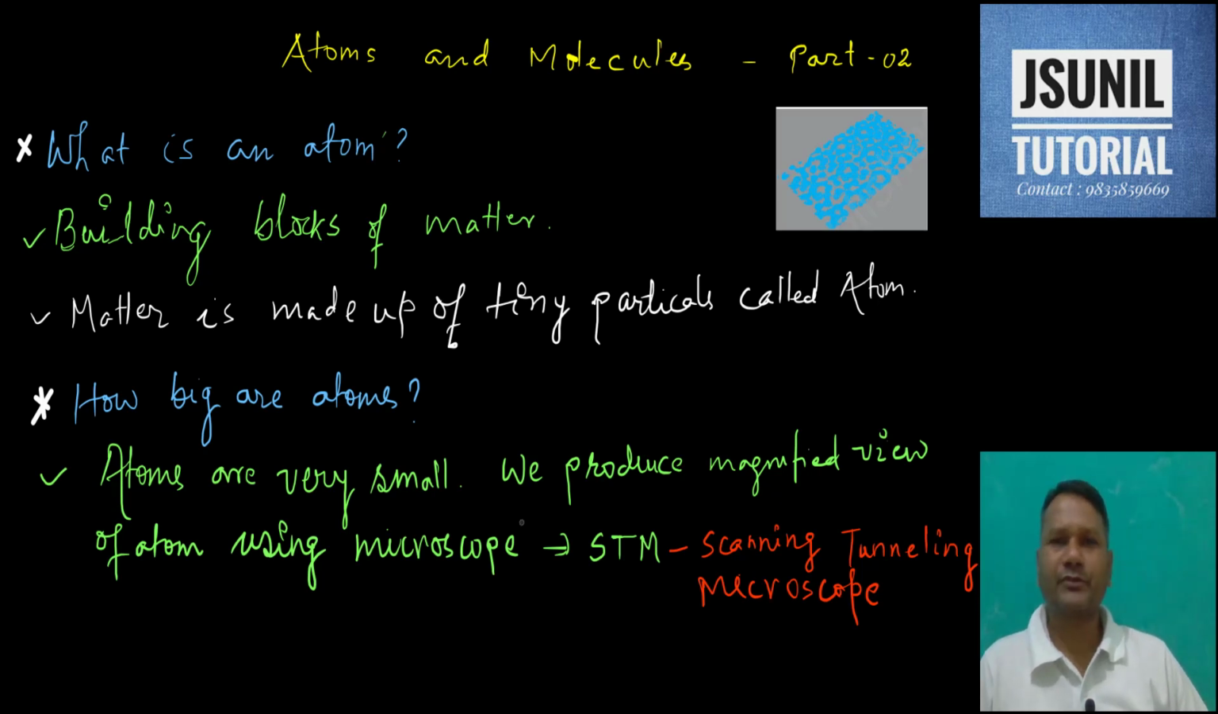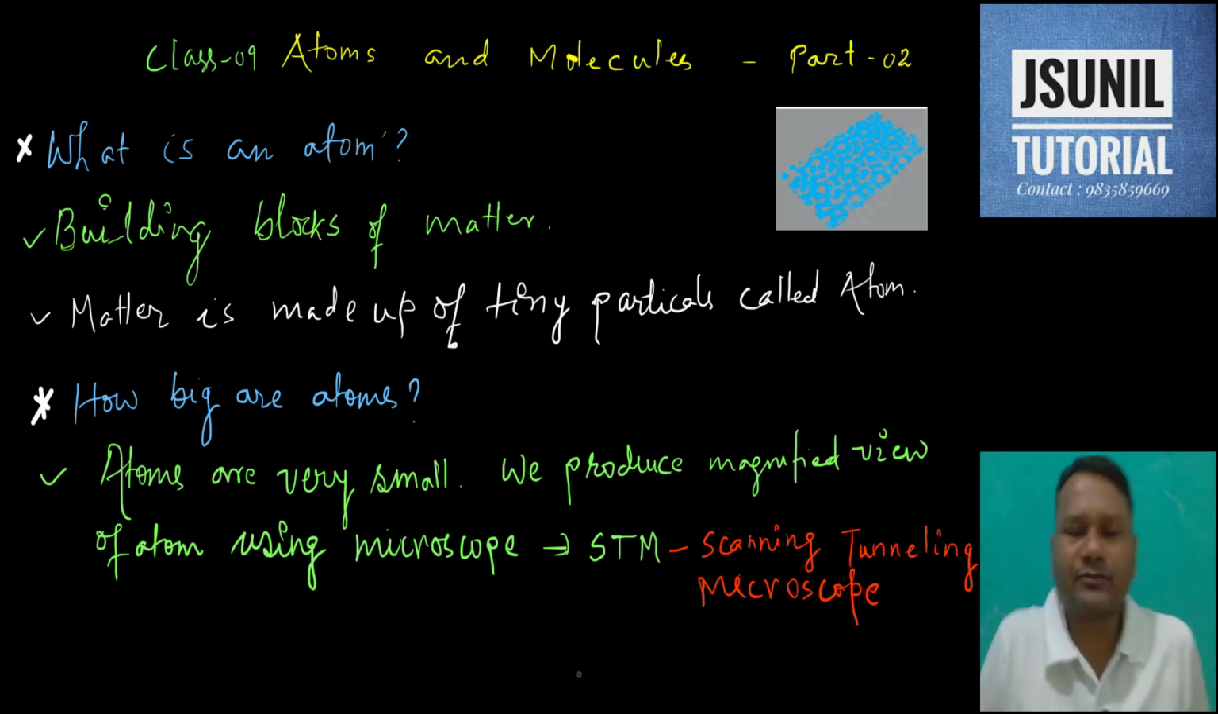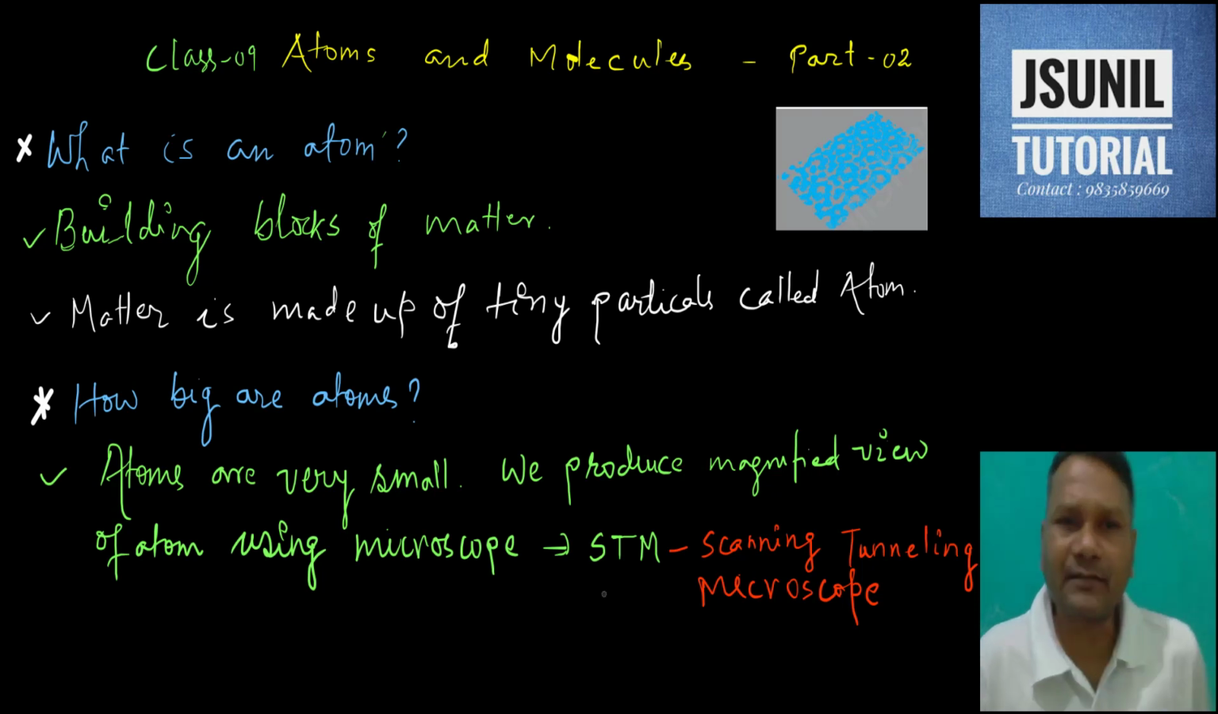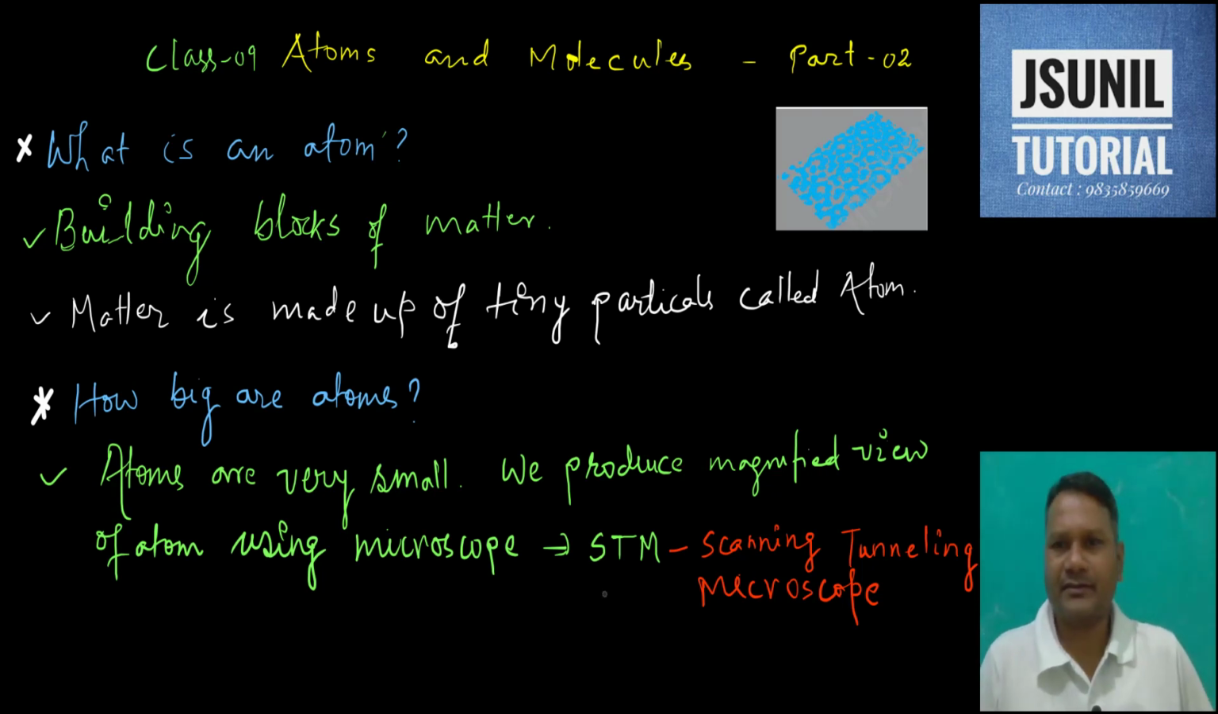Today we are going to discuss the second part of the chapter Atoms and Molecules of class 9th. We have already discussed the law of chemical combination. Today we are going to discuss the next part.